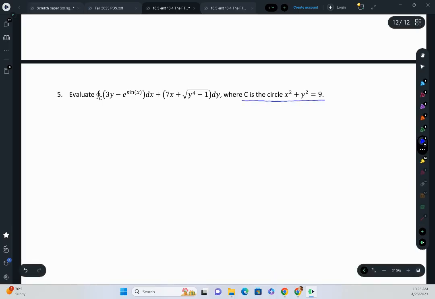So I have that C is a circle, and they're telling me it's the full circle, which means Green's theorem. So notice in the instructions, they never said use Green's theorem. It is up to you to know when you could use it or when you can't use it. Okay? So if I draw this, I have a circle of radius 3.